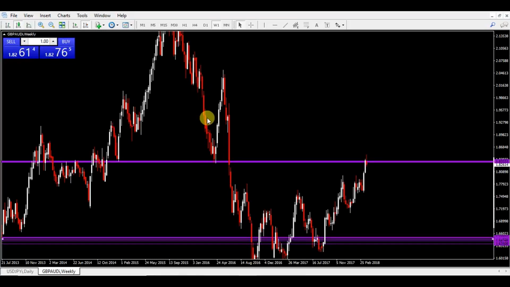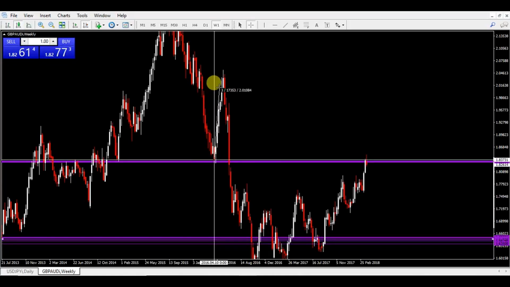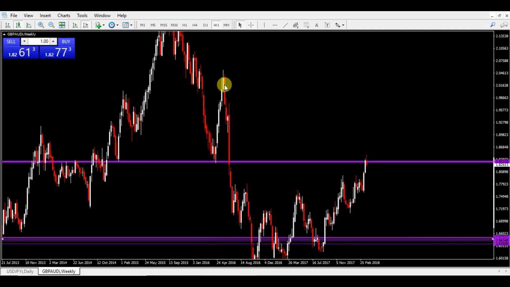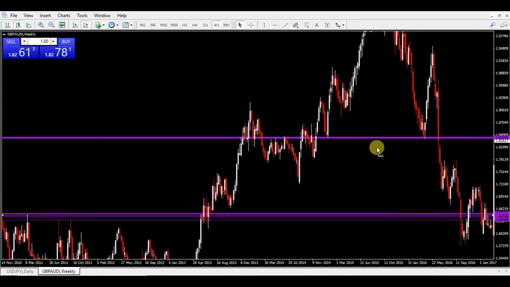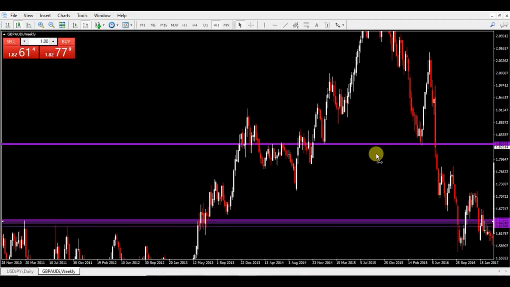Weekly chart. Came down. Reacted. Rallied for over 2,000 pips. Came through, blasted, slammed through. All right. And now came back up and we are at that same area. This support resistance area is valid due to the multiple reactions to this area. I already know it's got multiple reactions just because of the fact that it was such a huge reaction here.